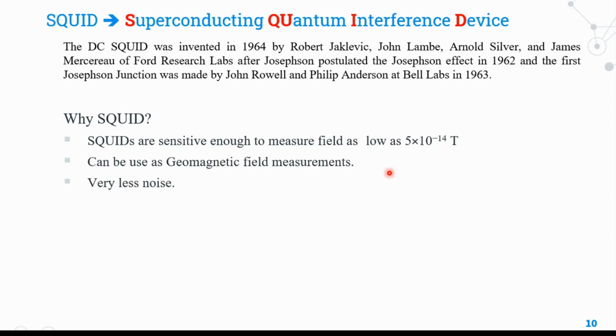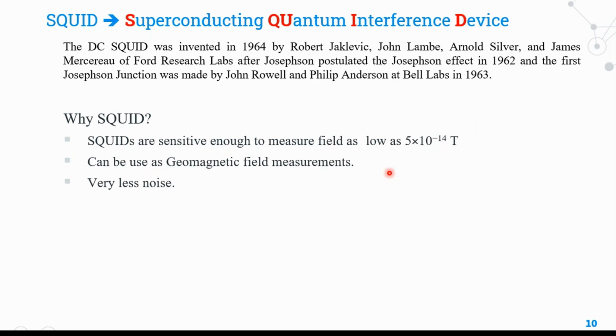And it is interesting to know that the Earth's magnetic field through a red blood cell of a human being is about 5 into 10 to the power minus 4 Tesla. So you can understand how low a magnetic field it can measure with this SQUID. Due to this property, we can also use SQUID for geomagnetic field measurement. And SQUID is also very low in noise. So these are the advantages.